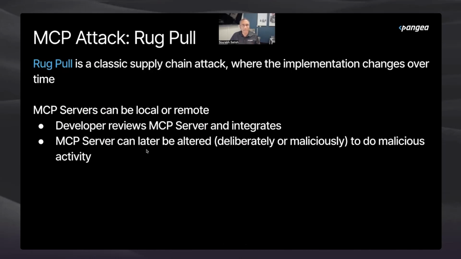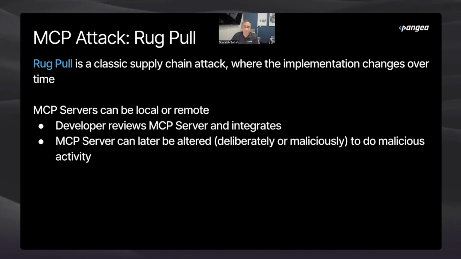Rug pull is a classic supply chain attack. So you, as a developer, when you want to incorporate interesting tools as part of your agent functionality, could simply be looking for MCP servers that have already been implemented and using them as local or remote servers. And the way you would go about deciding which MCP server to use is by looking at what kind of capabilities it has.